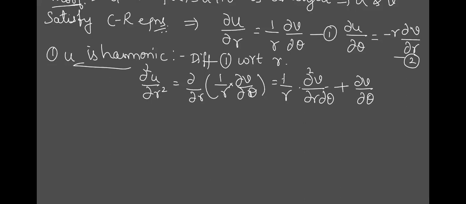What is the derivative of 1/r? Minus 1/r². Minus 1/r². Let me call this equation 3, else you can keep it like this, no problem. This is what? This is the value of ∂²u/∂r².